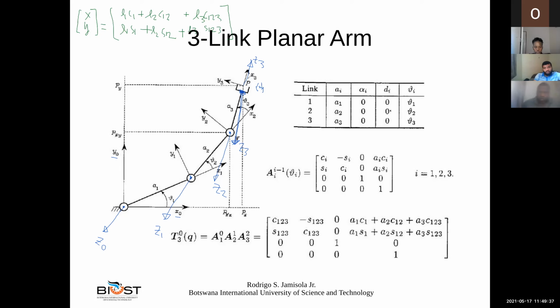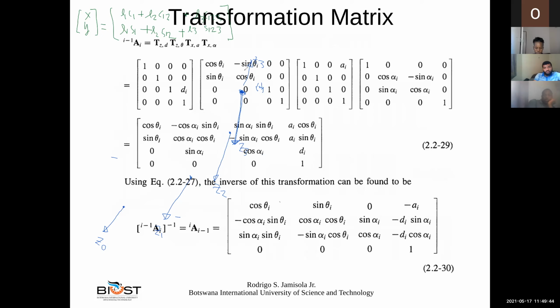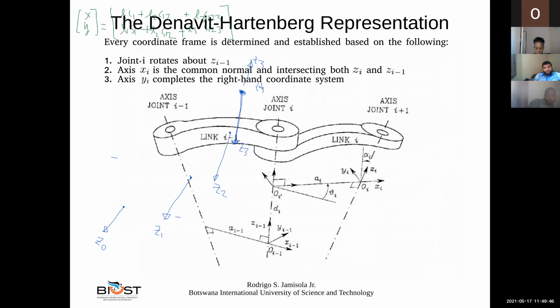For example, when is the convention not being followed? Not being followed when any of these fail. For example, x_i is the common normal to both, and joint i rotates about this. This one is the end effector, so there's no joint rotating. Is the x_i common normal intersecting z_i and z_(i-1)? Is this one true?